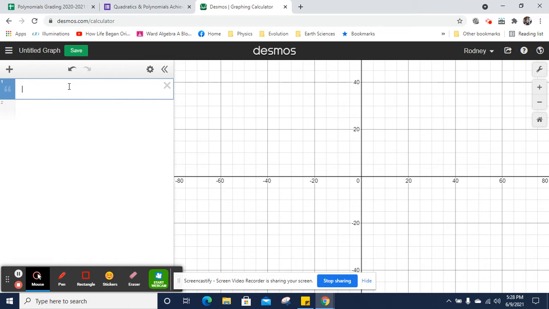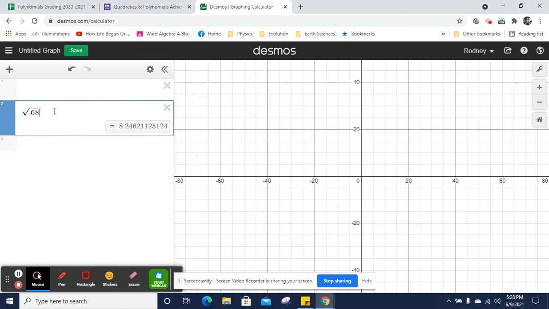So let's imagine we had the square root. I wanted you to simplify the square root of, I'm going to put it in expression form here, the square root of 68. And there you get the estimated version, but we want the actual exact square root, and we're going to simplify it. Now, 68 is 4 times 17.